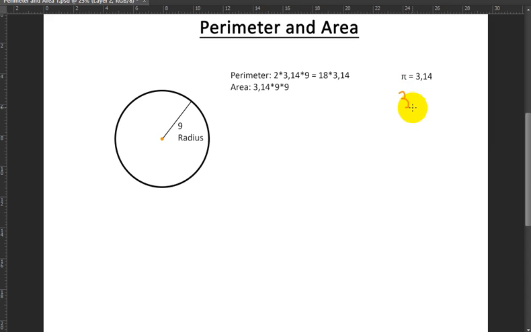So I would get 3.14 times 18. 8 by 4 gives me 32. And there's my result. Well, actually, the decimal point would go, since there are two numbers to the right here, there should be two numbers to the right here, so 56.52.